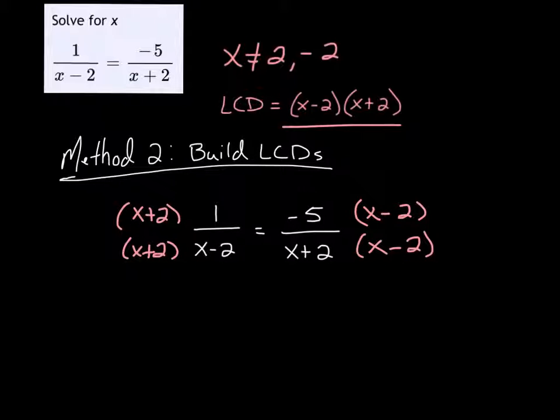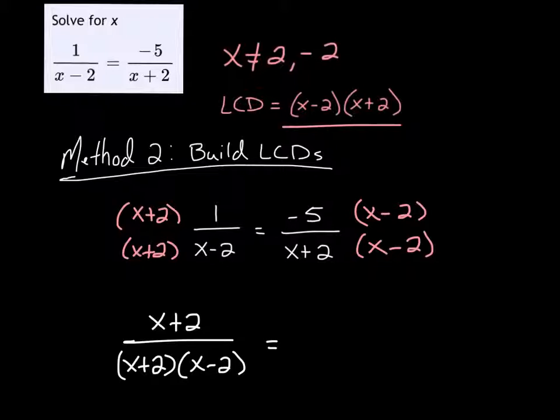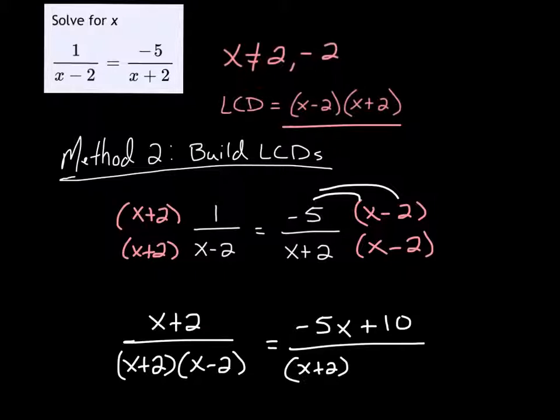So what we have now, on the left-hand side, we have this x plus 2 in the numerator and x plus 2 times x minus 2 in the denominator. On the right-hand side, I'm going to distribute this negative 5 through as I do this. So negative 5 gets multiplied to the x minus 2, giving me negative 5x plus 10, and that's all over this x plus 2 times x minus 2.